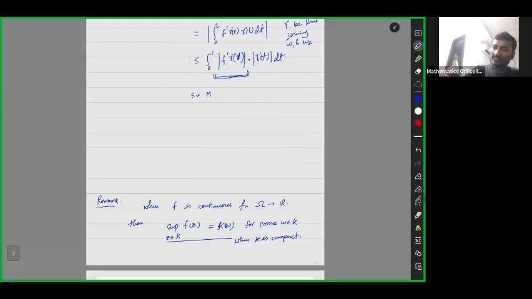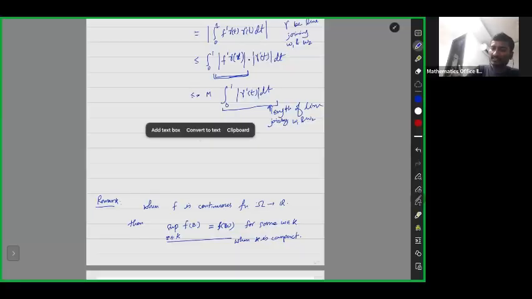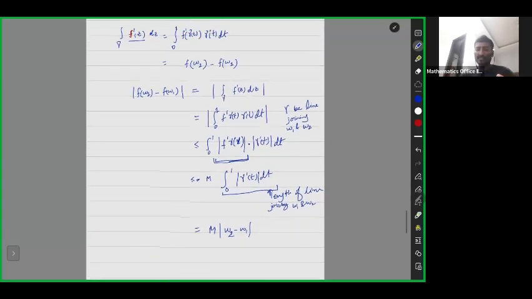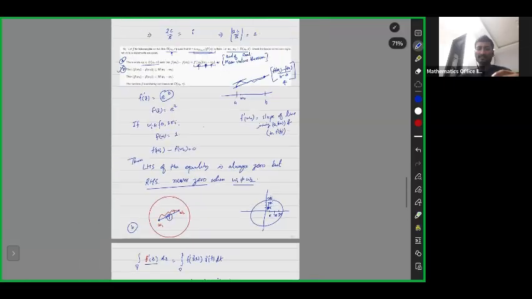So this is less than or equal to M times the integral from 0 to 1 of the modulus of gamma prime t dt, and this gives us the length of the line joining w1 and w2, which is equal to M times the modulus of w1 minus w2, or w2 minus w1. Is this fine now? I think we got the equation correct.